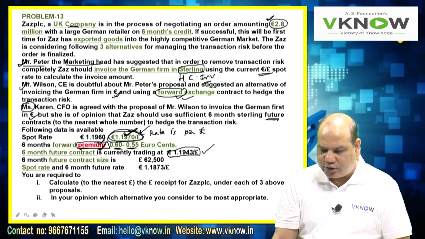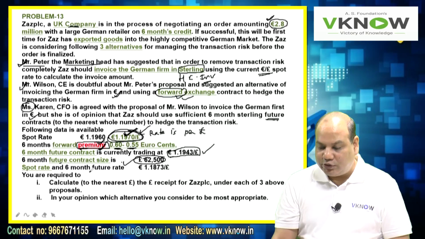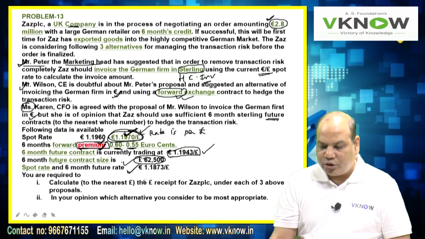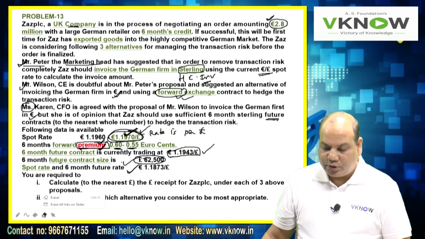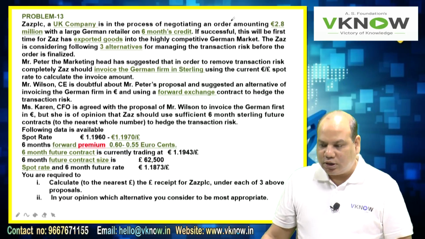So this is the future rate. The important thing is the future contract size is in pound, and the spot rate and the 6 month future rate on maturity, this is the maturity rate, 1.1873 euro per pound. Calculate to the nearest pound the pound received for Z PLC under each of the three proposals. In your opinion, which alternative would you consider to be the most appropriate? That alternative where the inflow is highest.